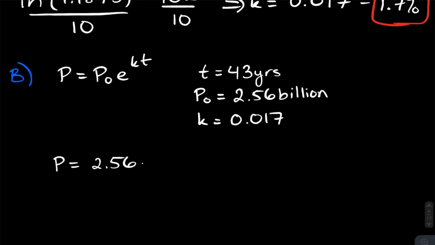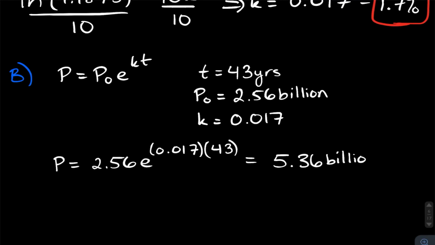So we say 2.56 e to the 0.017 times 43. And that will give us an answer of 5.36 when you plug that into your calculator. 5.36 billion. Okay? And that is the answer to part B.